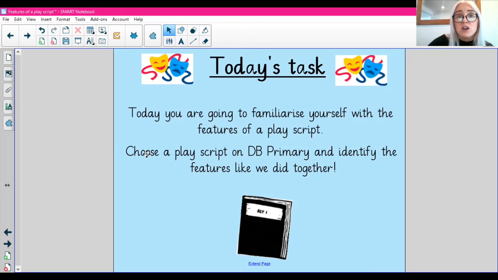By doing this task, it will develop your understanding of all the different features, which is really useful, as tomorrow we're going to start to plan our own play script. So it's really important that you understand all the features.